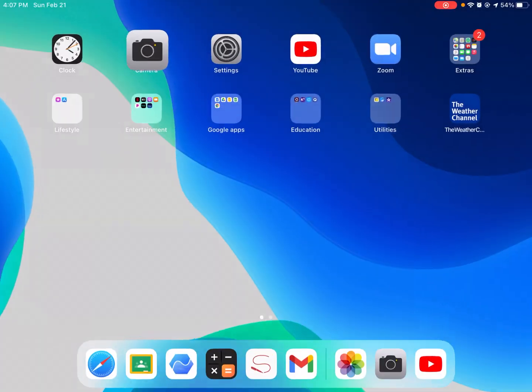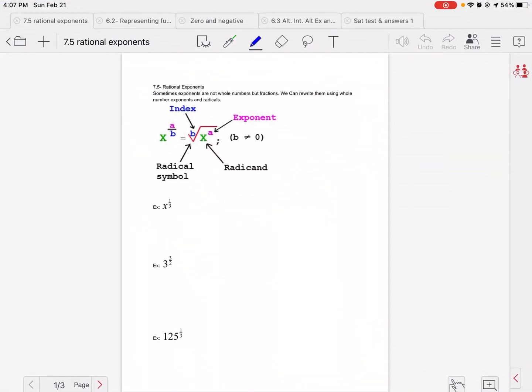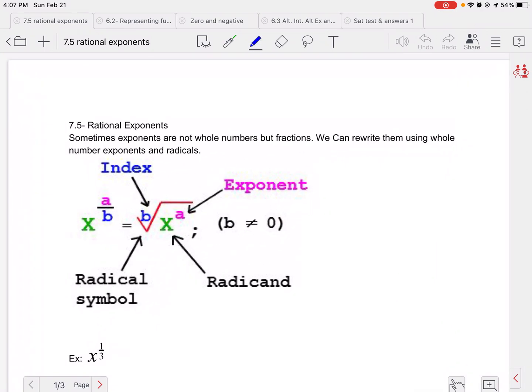Hi guys, welcome back. We're going to talk about one more exponent rule, okay? It's very helpful when you get to geometry and algebra too. So we kind of teach it here, so it's intro to you. It's kind of fun. Not all of you will find it fun, but it's interesting, okay? So we have what's called rational exponents.